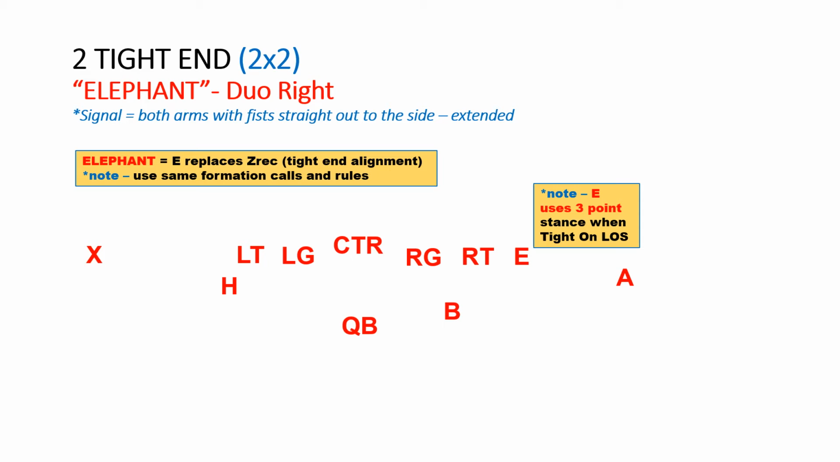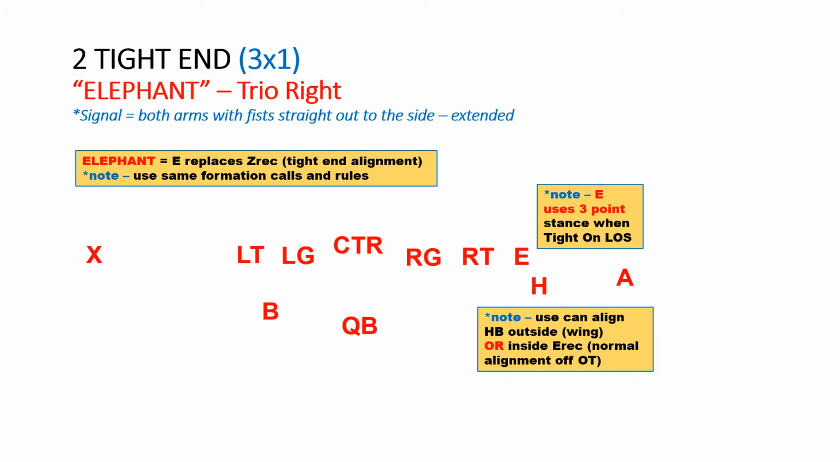Second one is now elephant, where we're going to have a tight end replace the Z receiver. You can see here to the right now the Z is out, and now the E is in that traditional three-point stance. Everyone else is in their normal alignments, 2x2 set. The signal here now is both arms with their fists straight out to the sides extended. That's elephant. So once we give that, the Z knows he's out, and we've got that second tight end coming in to the call side here, duo right.